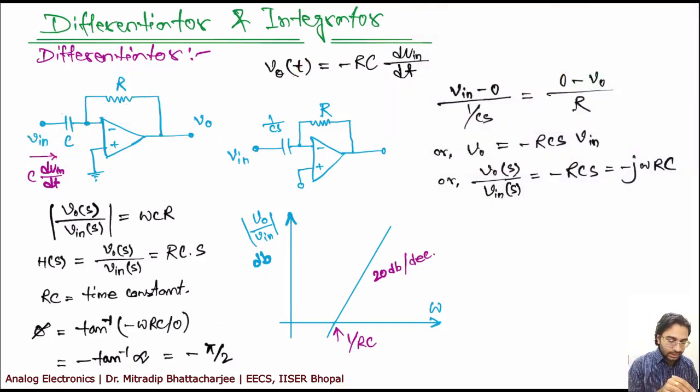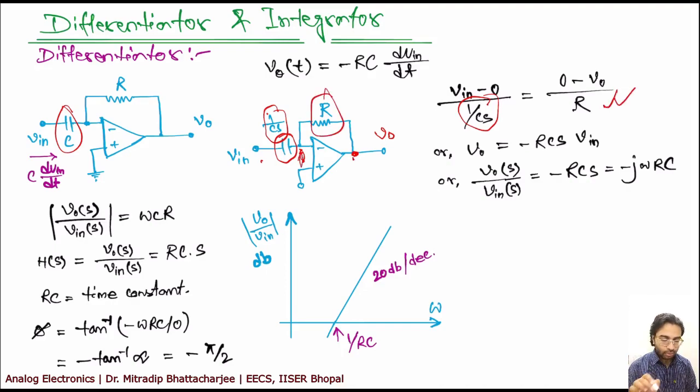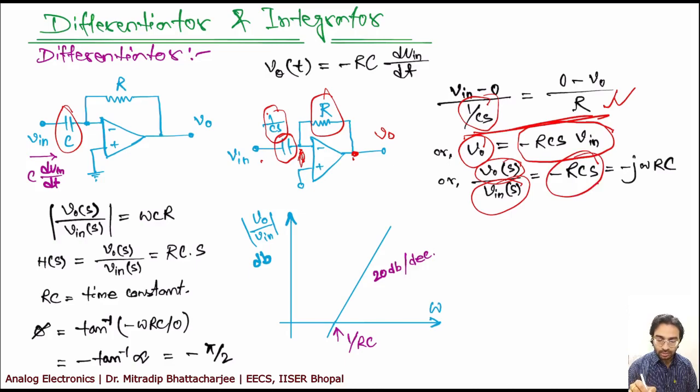Now let us consider the impedance associated with the capacitor, which is 1 by Cs. Now in this case you can write V in minus 0 divided by this impedance 1 by Cs is equal to 0 minus V out divided by R. This place is V out. Both the currents are equal. So from this equation you will get V0 is equal to minus RCS V in. That means V0(S) divided by V in(S) is minus RCS, and S is j omega, so it will be minus j omega RC.